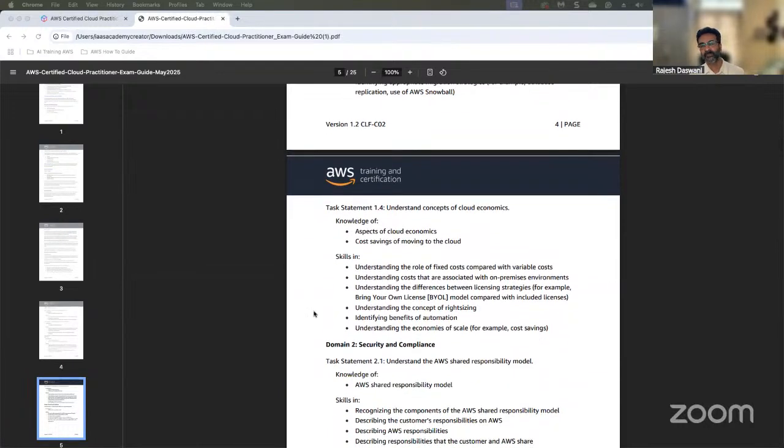There is some elements around cloud economics. So we cover things like billing and pricing models that you need to be aware of, how to ensure that you are being cost effective when using cloud computing. So we'll cover some of those topics.